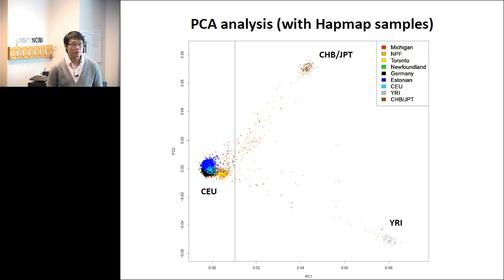Here we are using genetic data, and we perform a principal component analysis with the HapMap samples. You can see that most of the samples from our different cohorts overlap with the European samples from HapMap, which is good, but we still found quite a bit of population outliers here, and for subsequent downstream analysis we just remove these population outliers.